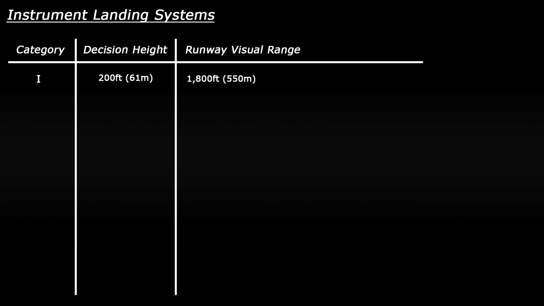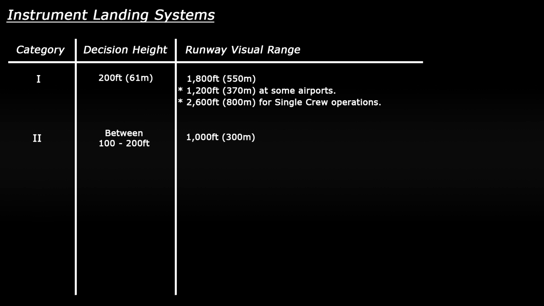Now, there are a couple of exceptions. Some airports are allowed to have a range of 1,200 feet. The other exception is that if an aircraft is flying single crew, by that I mean with only one pilot, then the range is increased to 2,600 feet. Moving on to Category 2 now, the decision height for these systems needs to be between 100 and 200 feet, and the runway visual range needs to be 1,000 feet or higher.